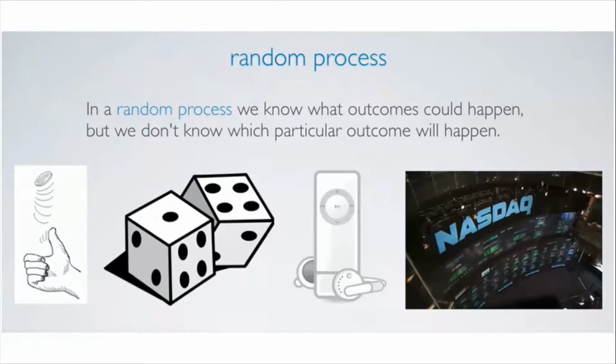Even if a process is not that random, we can assume that is the case, treat it as a random process and proceed. So what is a random process? They define that if we know what outcomes can happen, then we call it a random process, but we don't know which particular outcome will happen. We know all possible outcomes, but we don't know which specific one will happen.